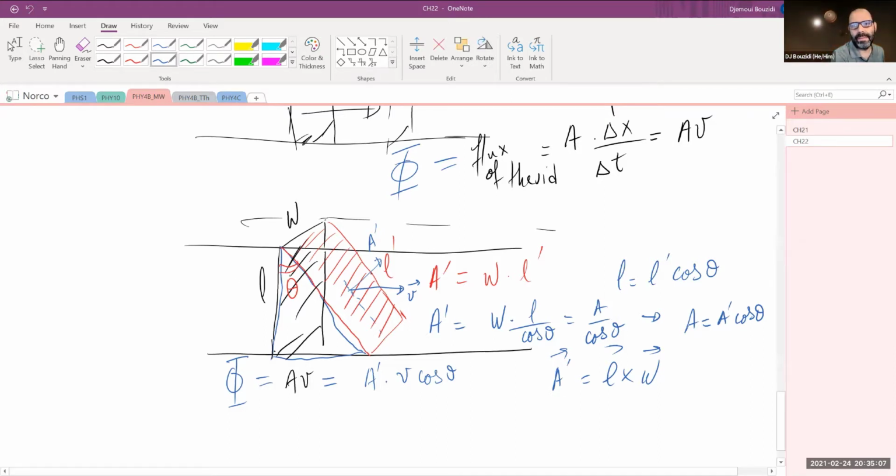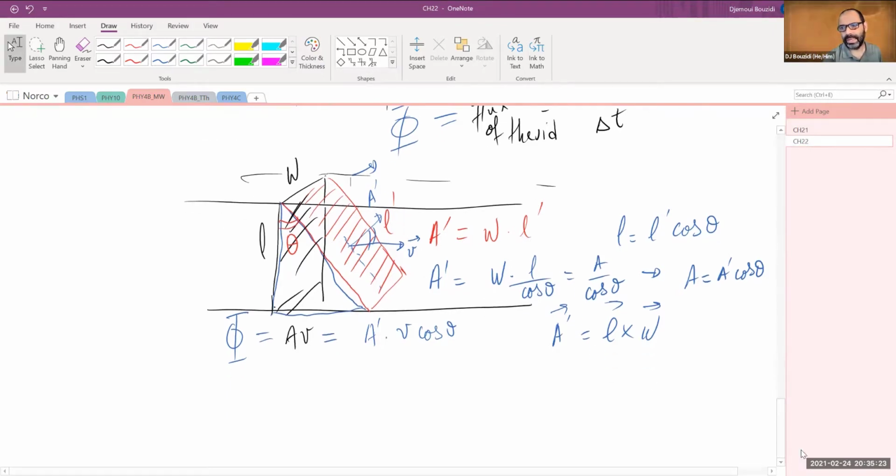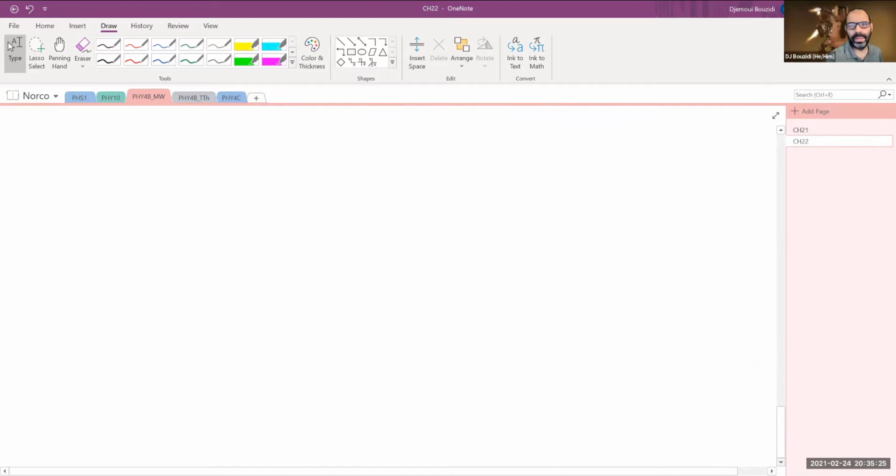What is this angle now, between V and A prime? How is it related to theta? Let me draw it in a clearer way so that you guys see it. Here is theta. Here is A prime. Here is V. I want to know this angle in terms of theta.